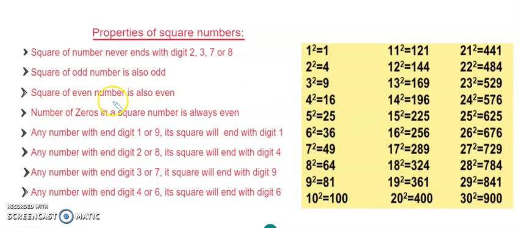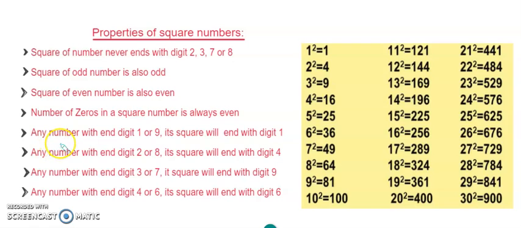Similarly, the square of an even number is also even. Like 14 is an even number, 14 squared is also an even number. 24 is an even number, its square is 576, which is also even. 8 is an even number, its square 64 is also even. Next, the number of zeros in a square number is always even. So you can say 10 squared has 2 zeros, that means an even number of zeros.